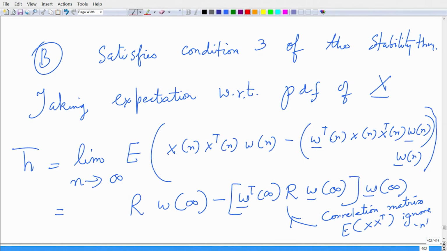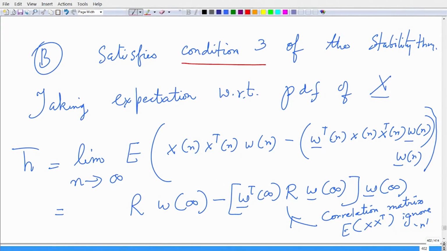Now, this equation satisfies condition number 3 of the stability theorem, whereby it is continuously differentiable. So, if I look at the quantities w and x and I take the derivatives, they are bounded and it is continuously differentiable, right, as a function of w and x.